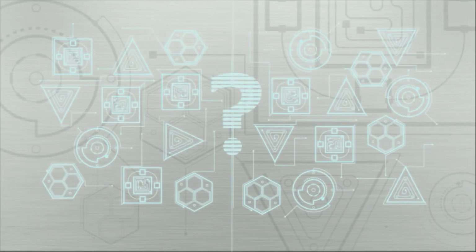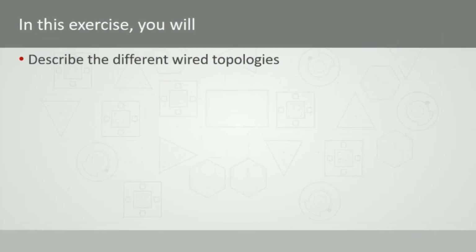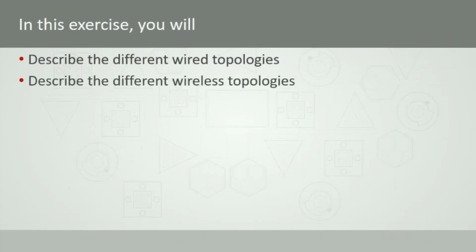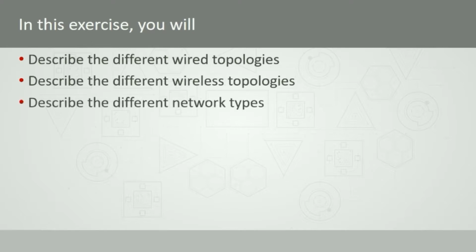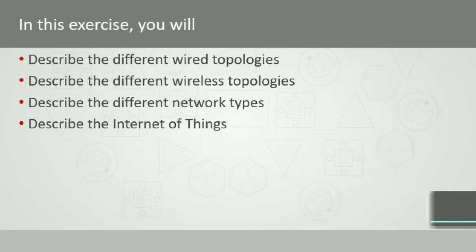All right, for our exercise this time, we'll ask you to describe the different wired topologies, then to describe the different wireless topologies, then to describe the different network types, and finally to describe the Internet of Things. So what we'd like you to do is take a few minutes, pause the recording, jot down some responses, then we'll come back to review and we'll see how you made out. So we'll see you shortly.